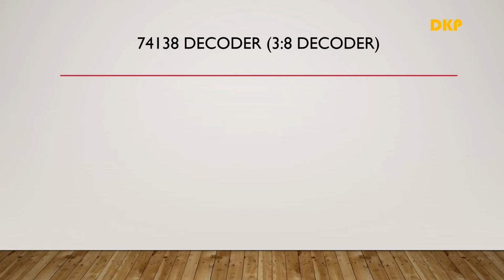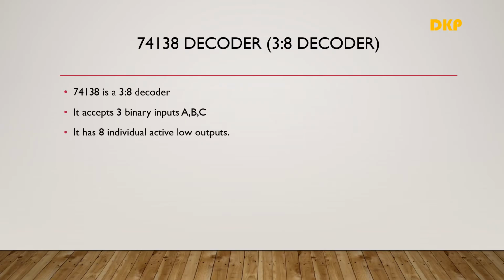In order to solve this question, you should know what is a 74138 decoder. The 74138 decoder is also called a 3:8 decoder. It accepts three binary inputs A, B and C. It has 8 individual active low outputs and it has 2 active low enable inputs and 1 active high input.